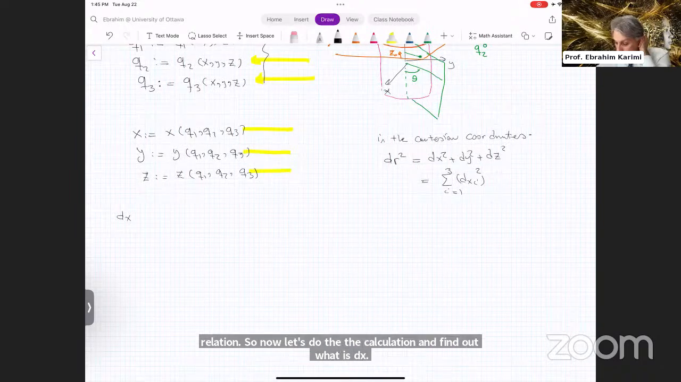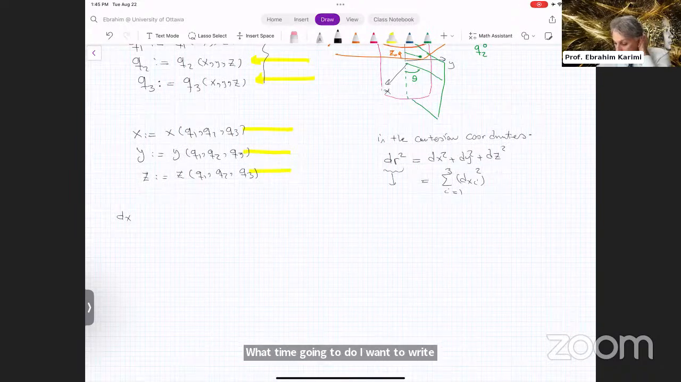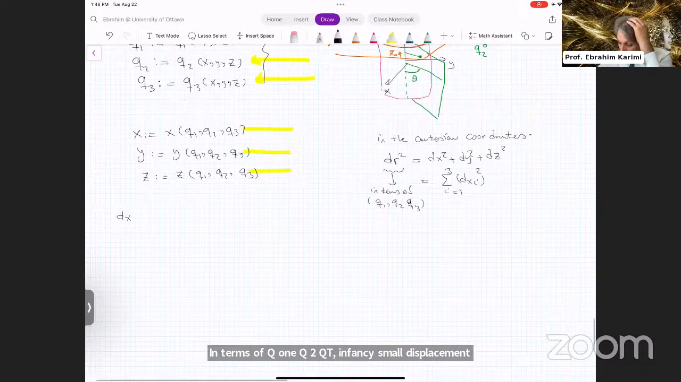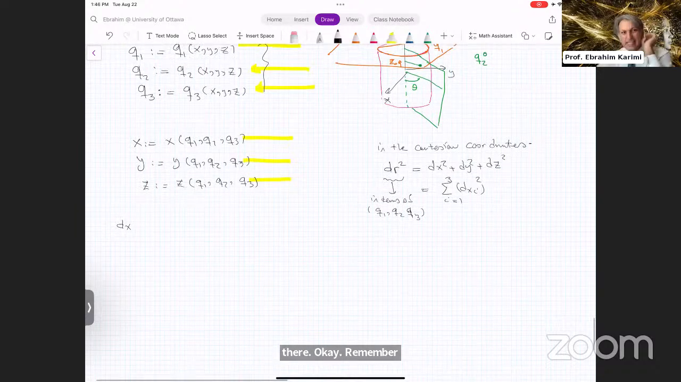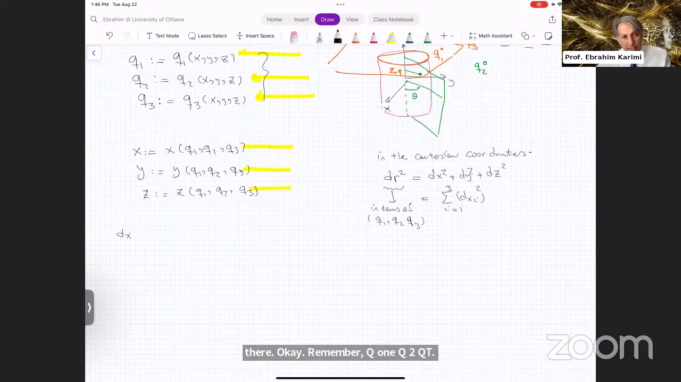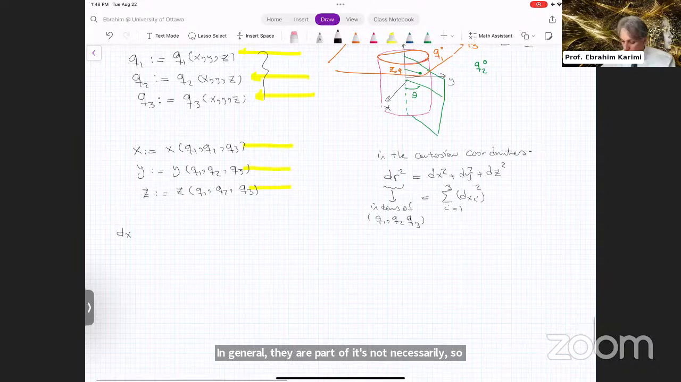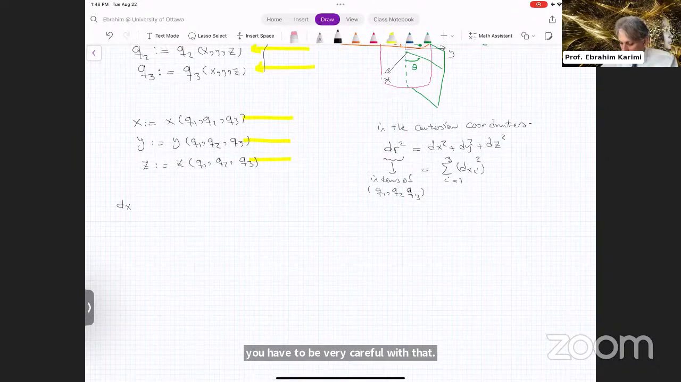What I'm going to do, I want to write dr squared, the infinitesimal length or increment of the length, in terms of dq1, dq2, dq3, the infinitesimal displacements. Remember, q1, q2, q3, in general, are parameters, not necessarily lengths. So you have to be very careful with that. So let's do the calculation and find out what is going on with dx.